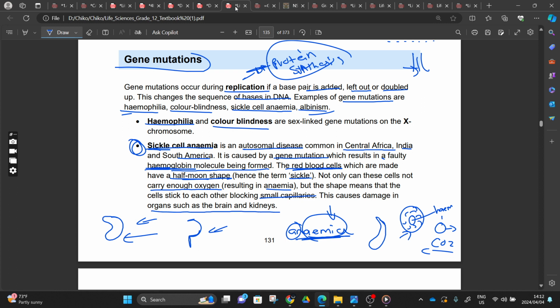And then if they're like this, it means that they can now join with another one that is like this, and this one can join. So you see, this joining and joining can cause the blockage in small capillaries. When they're like this, they're just rolling, but when they're like this, they're like a boomerang. Some of them will be like this, some of them will be like this. So they will clot or they will block the small capillary. This causes damage in organs such as the brain and the kidney.